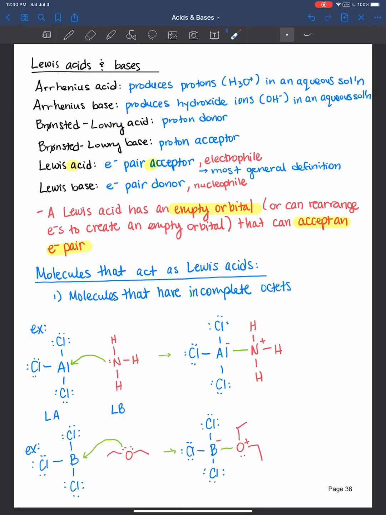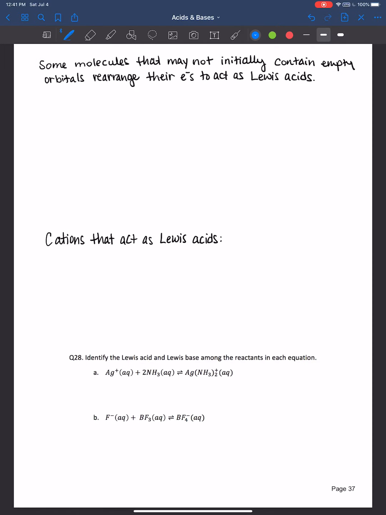We know an oxygen with 3 bonds and one lone pair has a +1 formal charge. And then the boron would have a -1 formal charge to give an overall neutral. So, seeing that the boron species accepted an electron pair, we would identify it as a Lewis acid, and therefore the diethyl ether was your Lewis base. Now, some molecules that may not initially contain empty orbitals, like not have incomplete octets, can still rearrange and act as Lewis acids. So let me show you an example here.